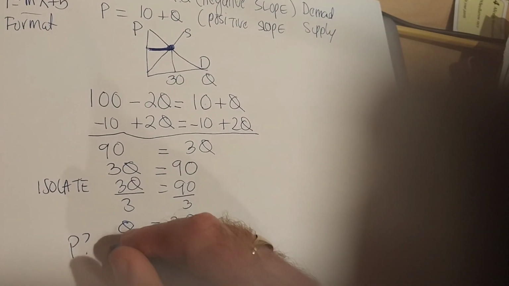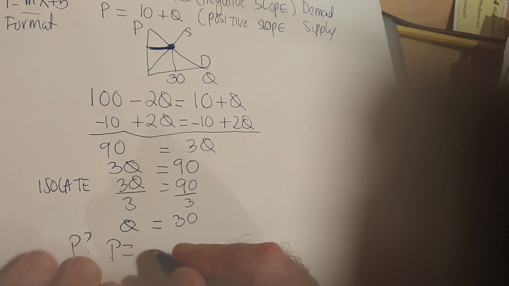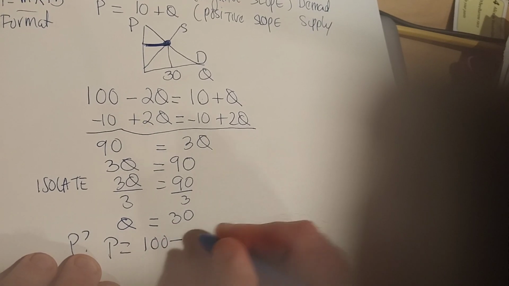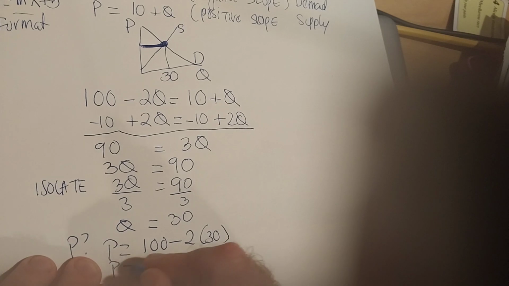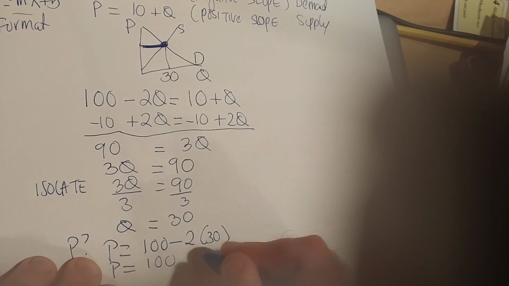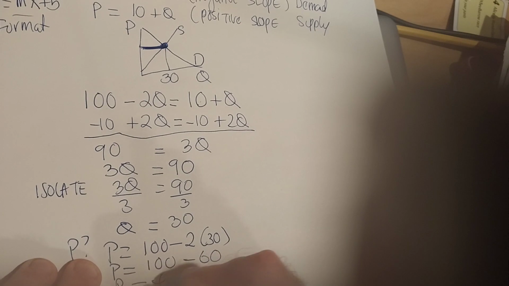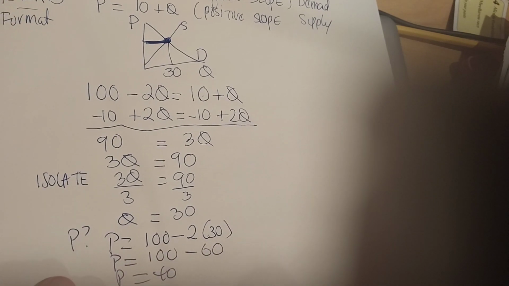So we know that P is equal to 100 minus 2 times 30. P is equal to 100 minus 60. P is equal to 40. So there you have it, a price of 40 and a quantity of 30. And good luck doing the problems for a grade.